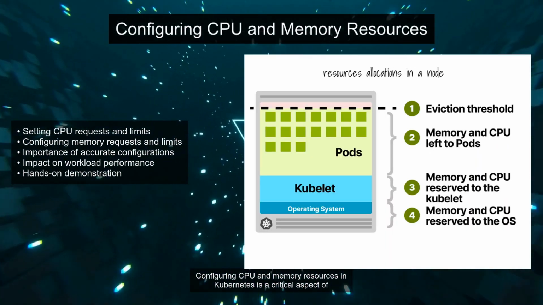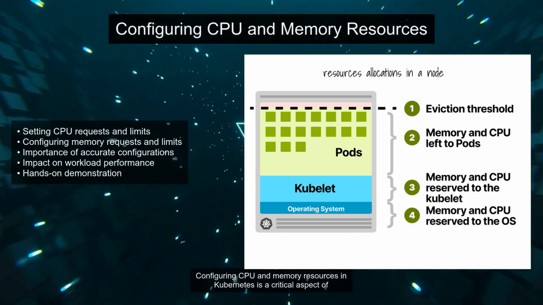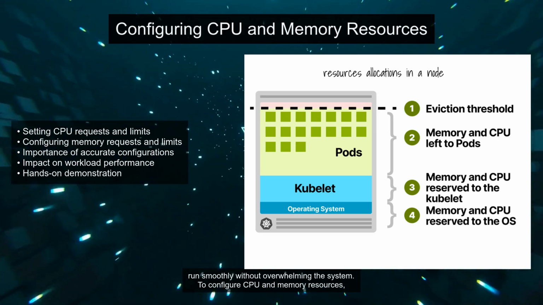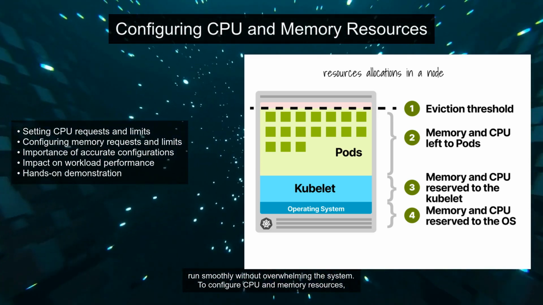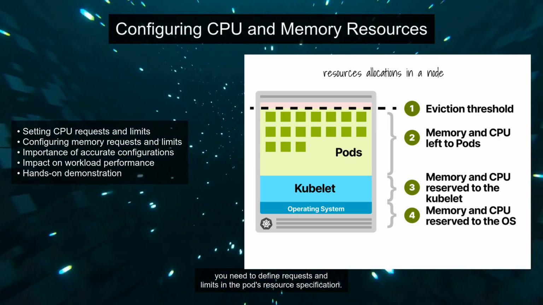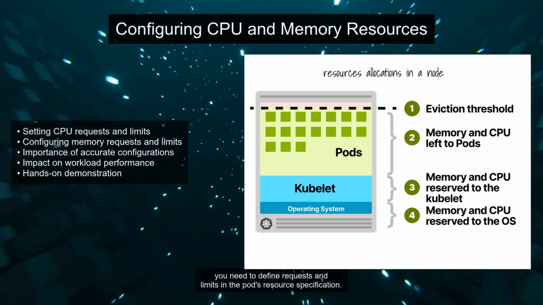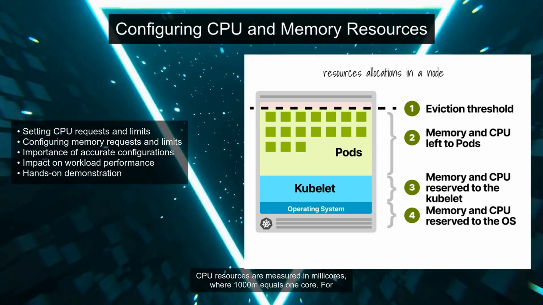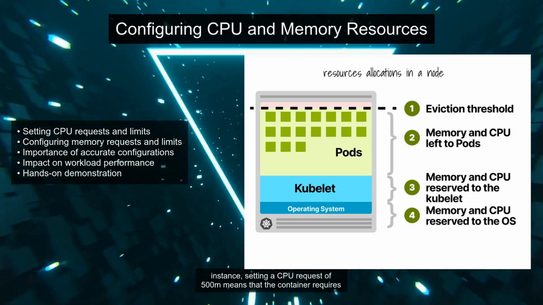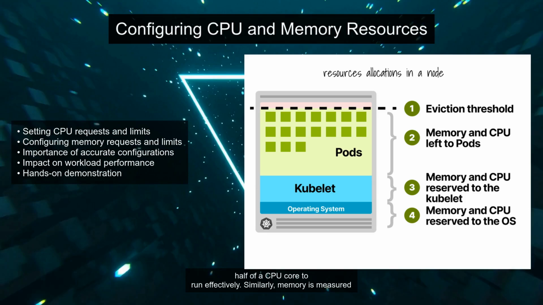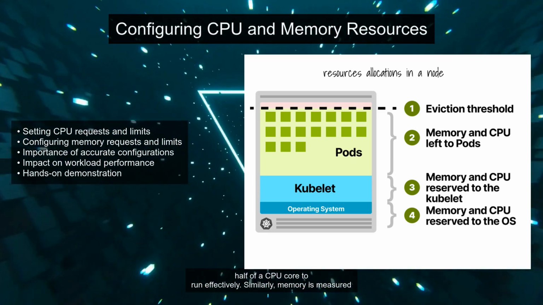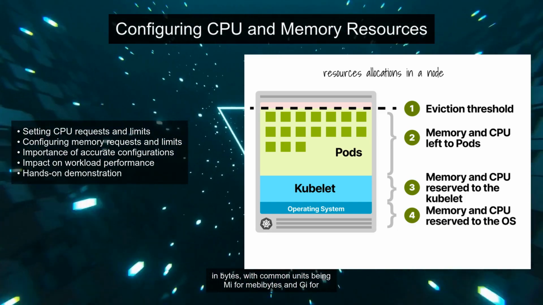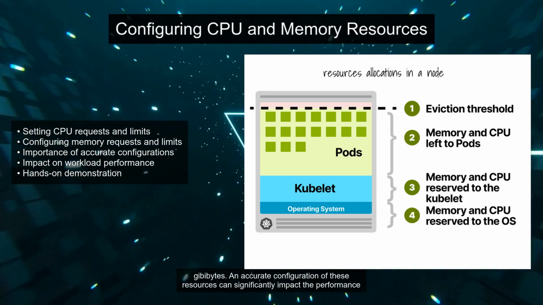Configuring CPU and memory resources in Kubernetes is a critical aspect of resource management. Proper configurations ensure that applications have the necessary resources to run smoothly without overwhelming the system. To configure CPU and memory resources, you need to define requests and limits in the pod's resource specification. CPU resources are measured in millicores, where 1000 millicores equals 1 core. For instance, setting a CPU request of 500 millicores means that the container requires half of the CPU core to run effectively. Similarly, memory is measured in bytes, with common units being MB for megabytes and GB for gigabytes.